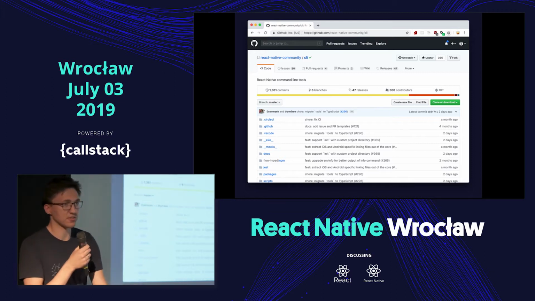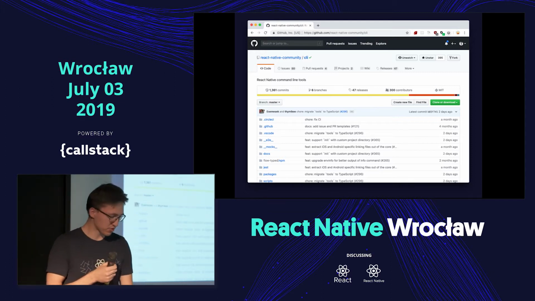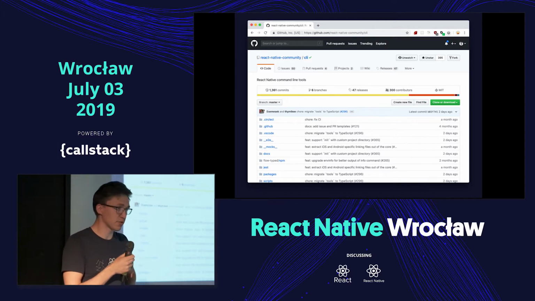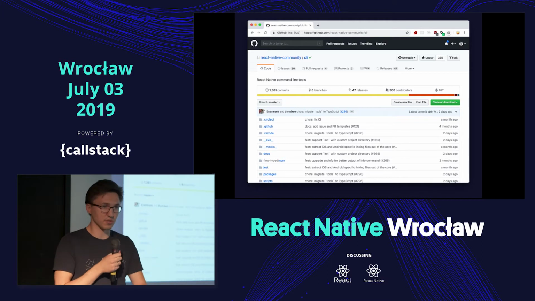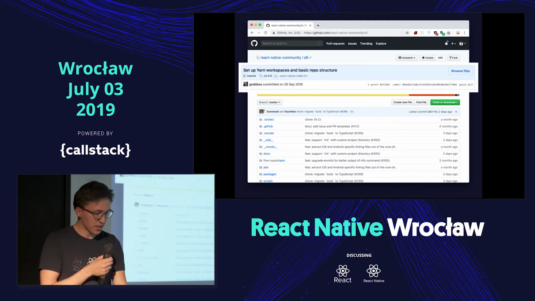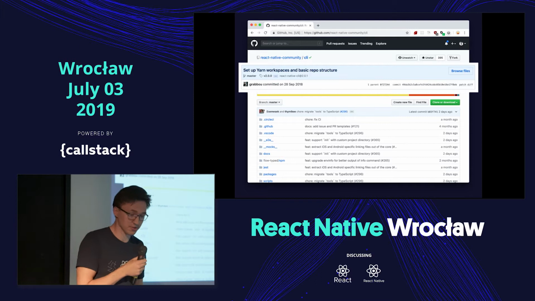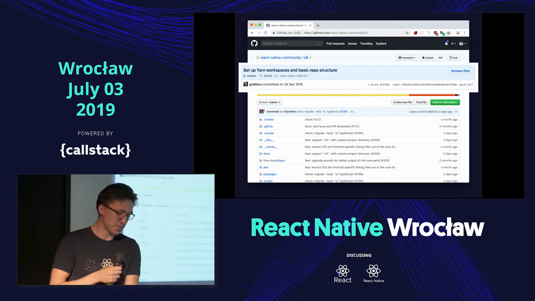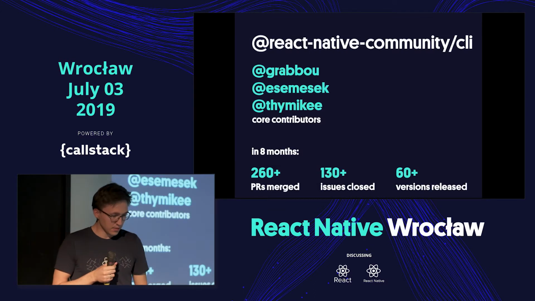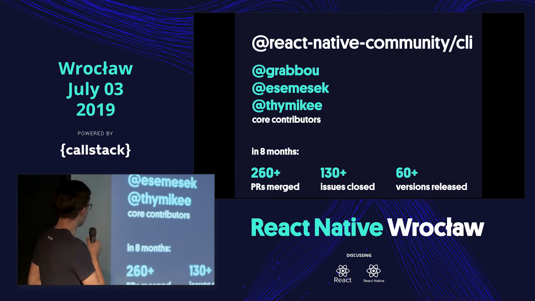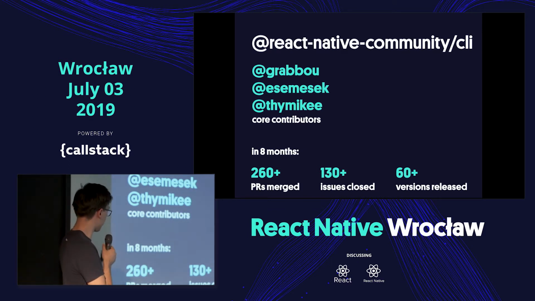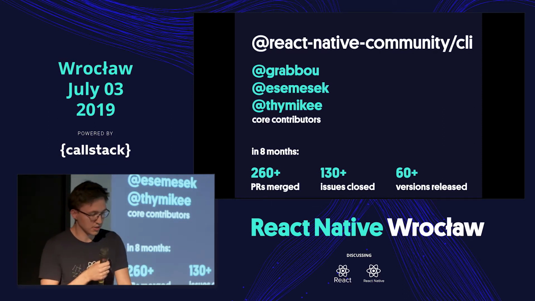So a couple of months after this extraction, this repository quickly gained two core contributors, which is me and Kasper, should be somewhere here. And there it is. This is the extraction point. You can see it's September, not October, so it's faster than the web view. And what happened to the CLI? In short, it got 3 core contributors, so pretty nice maintenance. And in 8 months, we were able to close 260 pull requests, 130 issues, and release almost 70 versions.